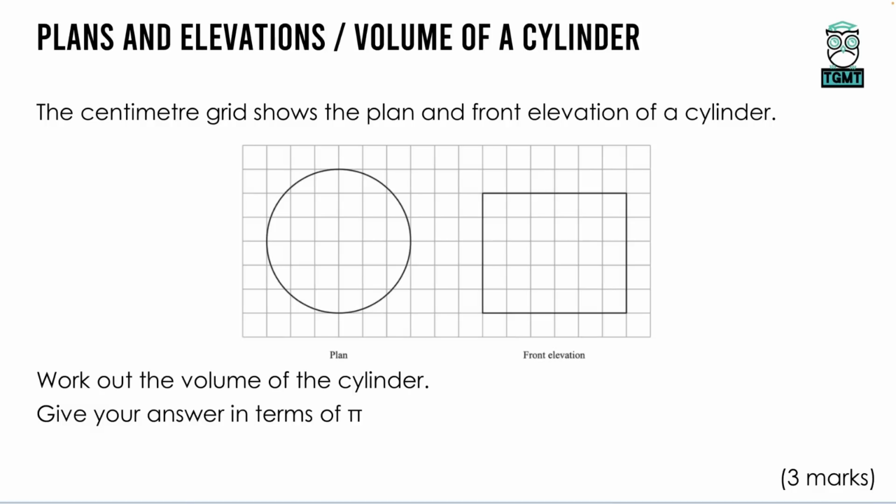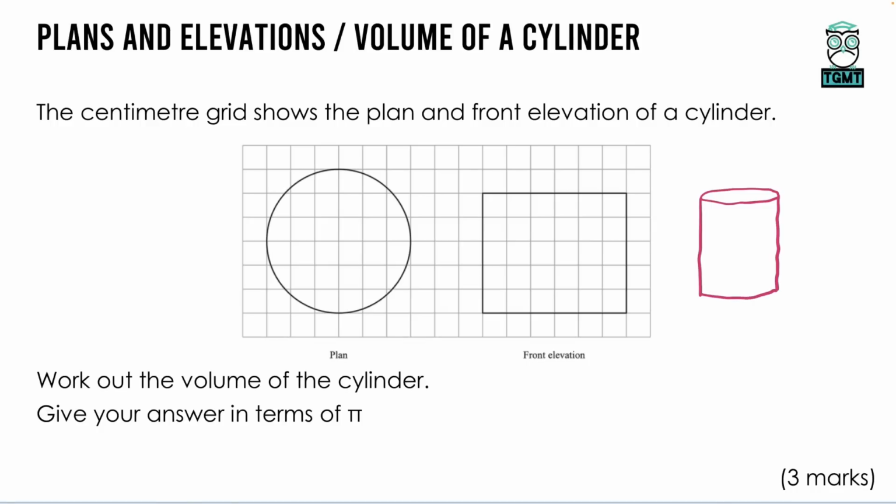So this question here combines some plans and elevations and volume of a cylinder. It says here the centimetre grid shows the plan and front elevation of a cylinder. Now the plan is from above and the front is looking at it from the front. So hopefully we know how to draw a sketch of a cylinder. We'll draw sort of a squished circle, 2 straight lines, and you can just curve this line ever so slightly.